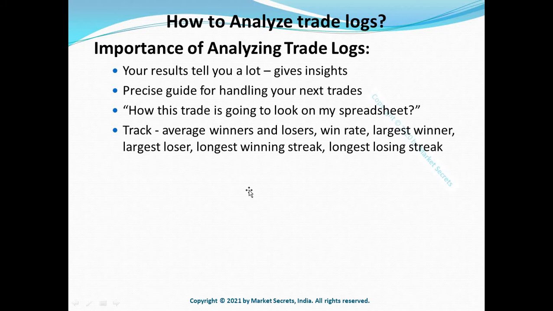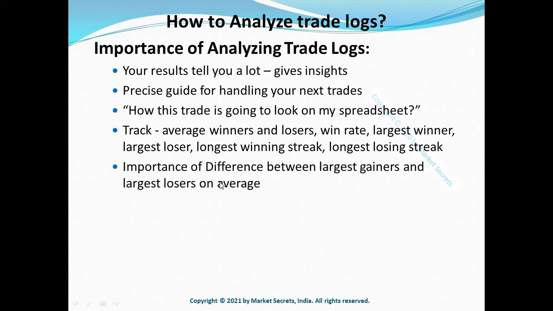In addition to the average winners and losers that we discussed in the last episode, you can track a few other data as well, like the largest winner, the largest loser, the longest winning streak, and the longest losing streak, etc. If your largest gains are smaller than your largest losses on average, this means you are stubbornly holding losses and only taking small profits, the exact opposite of what you should be doing. This is valuable information, but few traders even track these numbers.